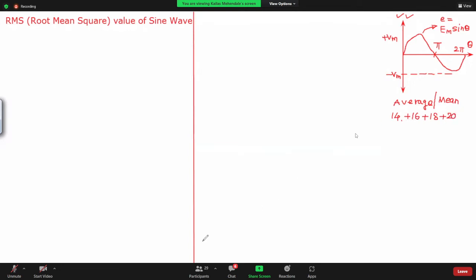So in order to find out the average, what we do is we add them, and then we divide by the number of class tests. So divided by 4. If I'm not mistaken, the average will come out to be 17. So average works out to be 17.